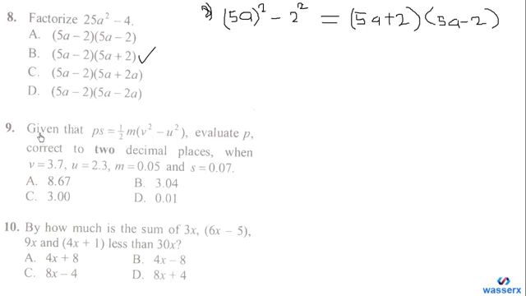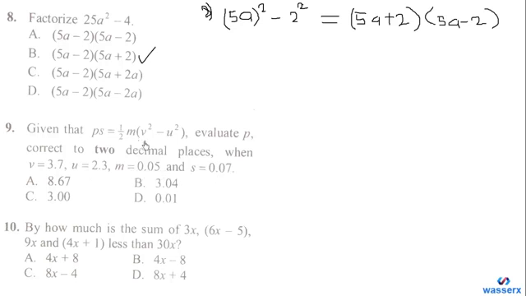We have question 9 here. Given that PS equal half m into bracket v squared minus u squared, bracket close. Evaluate P correct to 2 decimal places when v equal 3.7, u equal 2.3, m equal 0.05, and s equal 0.07. So this is just a matter of substitution. So let's do the substitution and solve for P.